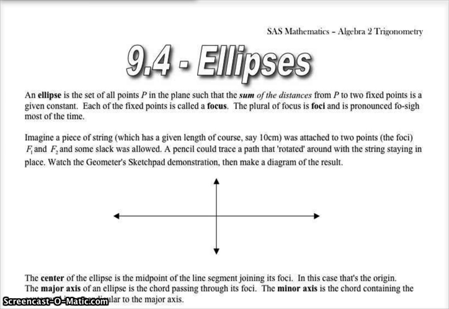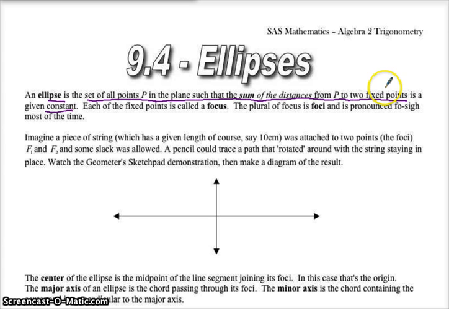Okay, so ellipses. What is an ellipse? Well, by definition it says an ellipse is the set of all points P in a plane such that the sum of the distances from P to any 2 fixed points is constant. Okay, so let's try to see what that means.